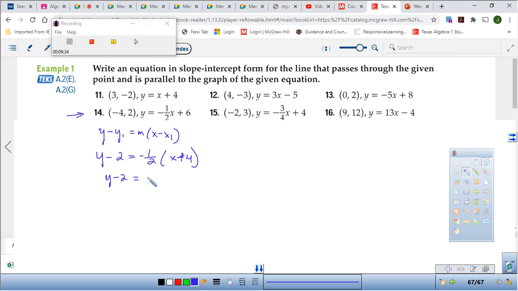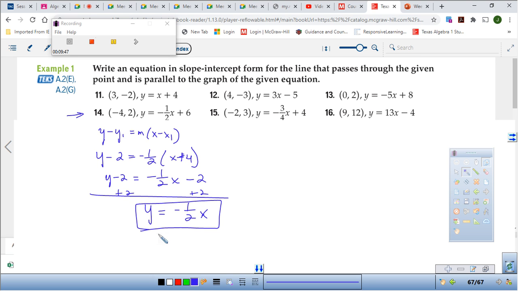Y minus 2 is equal to a negative 1/2 x minus 2. And then we're going to add 2. We're going to go y is equal to a negative 1/2 x. That's it. Negative 2, add 2, add 2.